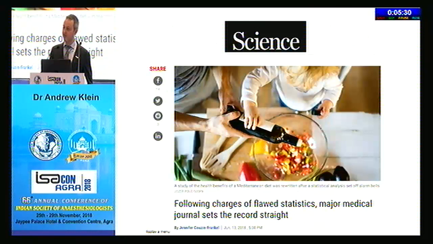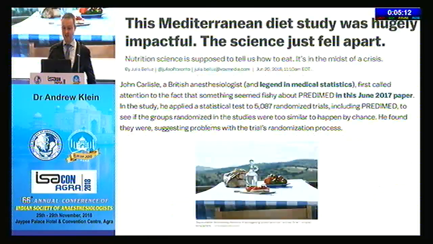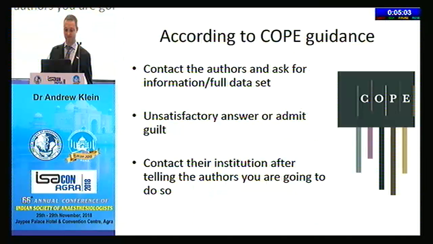So the New England Journal has retracted this paper on the Mediterranean diet, and they have 100 other papers about this Mediterranean diet that are all going to be retracted as well. So this is a big, big news story: all the papers on the Mediterranean diet are now under suspicion of being retracted. The Mediterranean diet was hugely impactful, and the science fell apart. Everybody heard about the Mediterranean diet being wonderful, but the science was wrong.